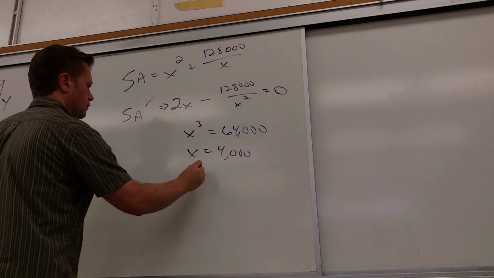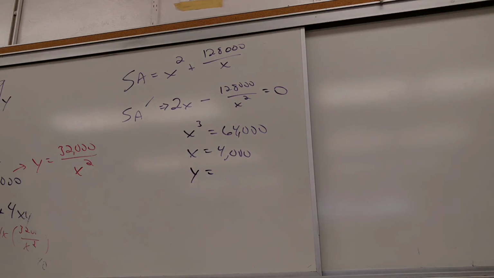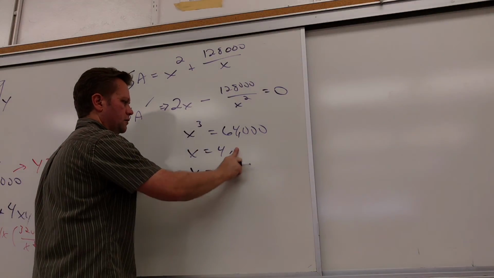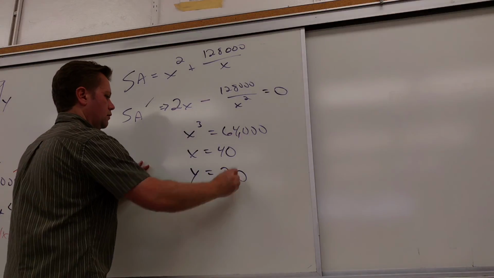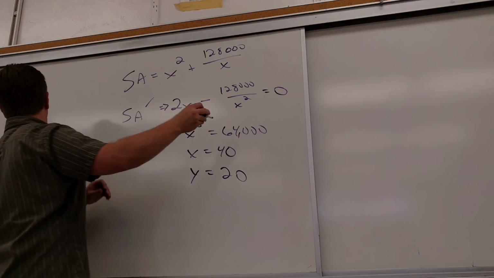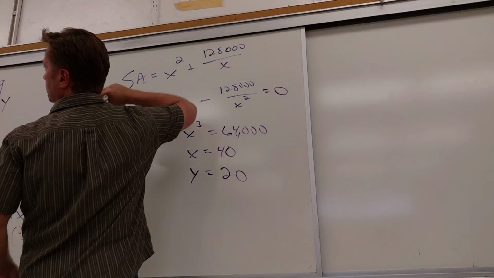So what's y? Yeah, 4,000. I'm sorry, not 4,000. 40. Don't let me get away with that. Yeah, that's 40. And so when you square that, this will be 1,600. So what will you get there? You'll get 20. So 20 and 40. What are the units? Did it tell me? Centimeters. Sorry.